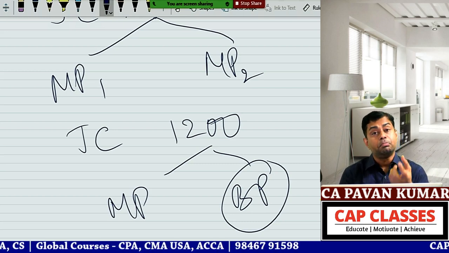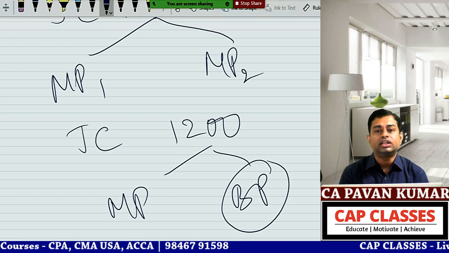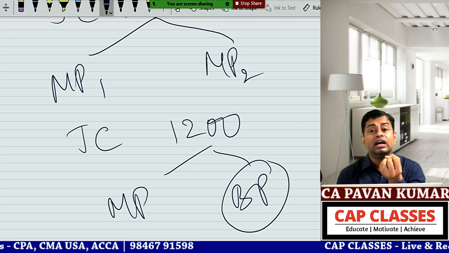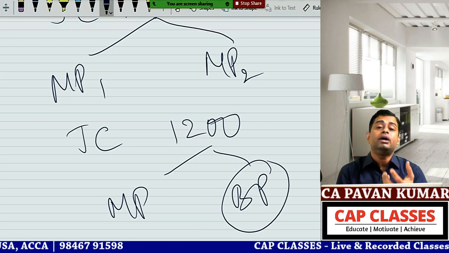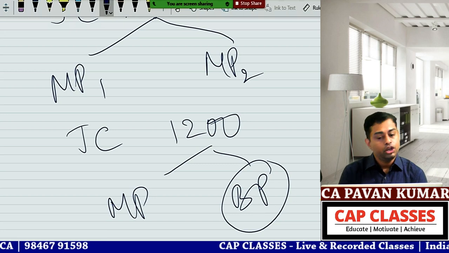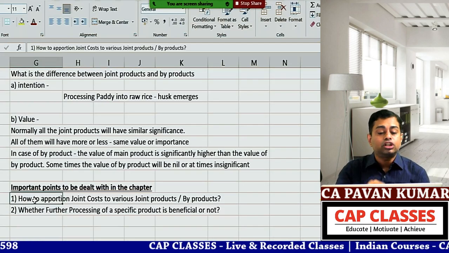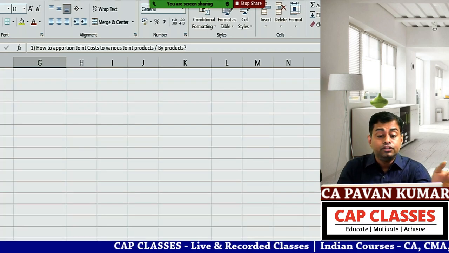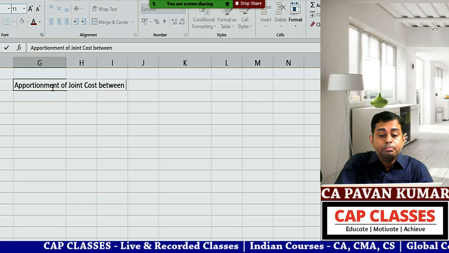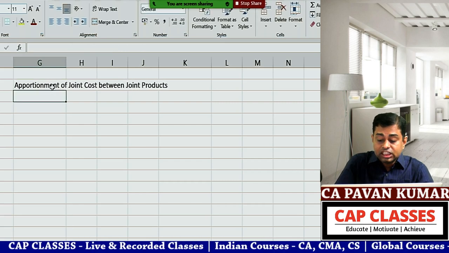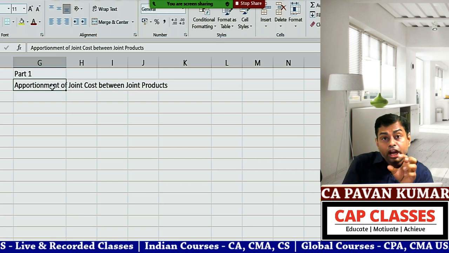Now from the same process, multiple main products may come, multiple byproducts also can come. You understand? So what you do is, first you calculate the realizable value of the byproduct. You subtract it from the process cost. The remaining net cost will be apportioned between main product 1 and main product 2. So write down. Again, what is the issue? Issue number 1 is how to apportion joint cost. Put the heading, apportionment of joint cost between joint products. This is part 1. What will be part 2? Apportionment of joint cost between joint product and byproduct.